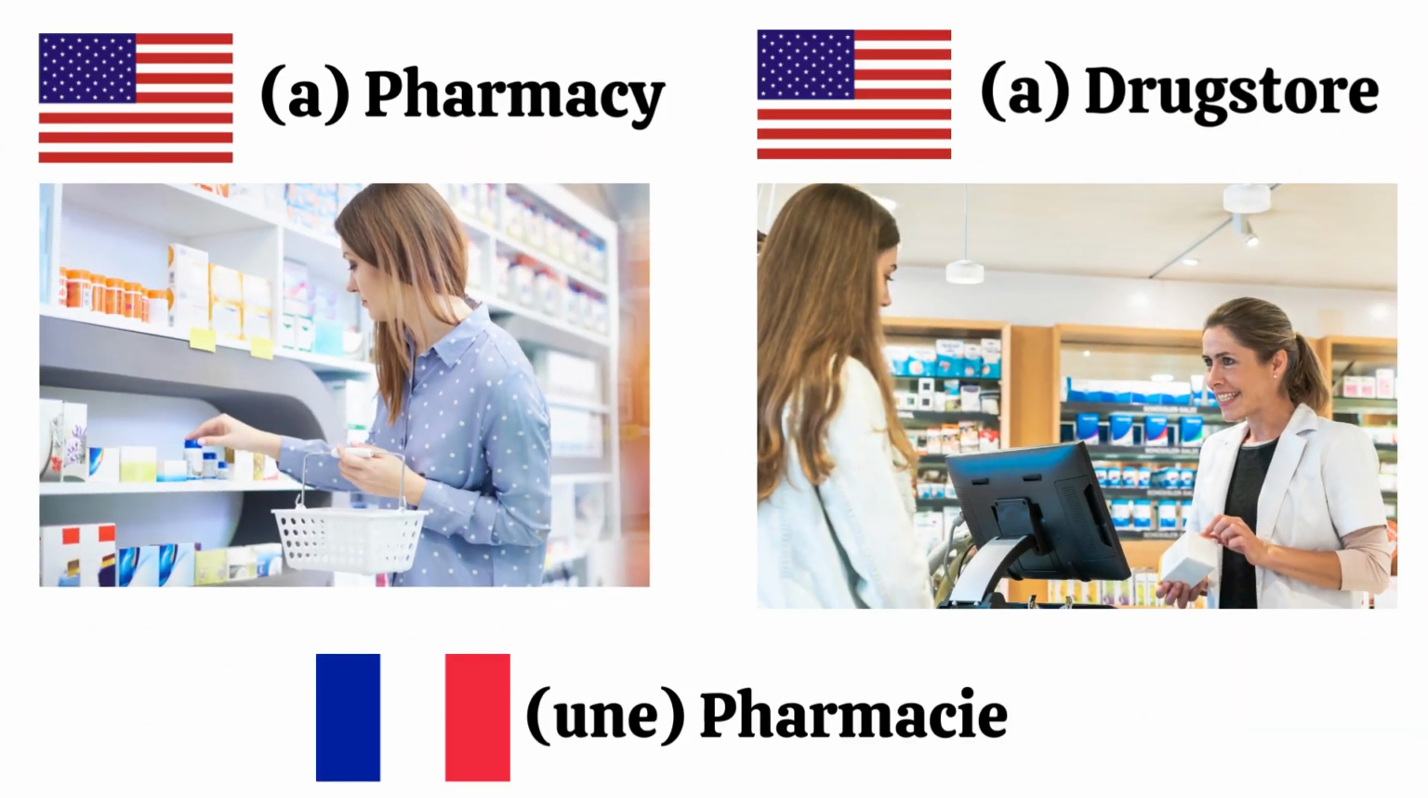A pharmacy, c'est un endroit où l'on vend uniquement des médicaments prescrits par un docteur. Alors que dans un drugstore, on peut retrouver et des médicaments, et des produits cosmétiques, et des produits de bébé, et bien d'autres produits du genre qui renvoient à l'entretien du corps. A pharmacy, c'est exclusivement des médicaments de santé. A drugstore, c'est bien plus que des médicaments de santé.